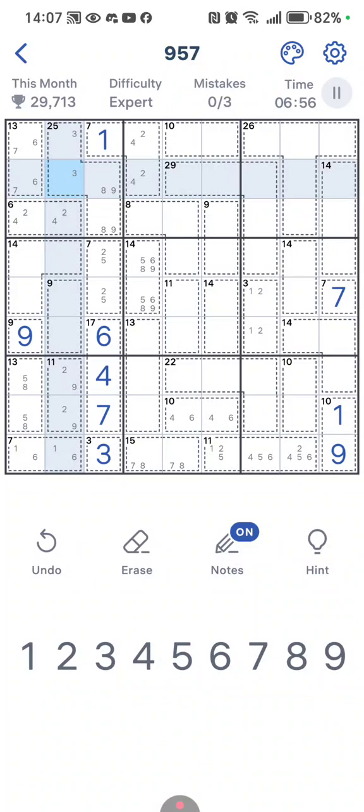So 1, 2, 3, 4. So this is 3 and 5. So 8 plus 7. Yeah, that's correct. So this 9 could be 1 and 8. Can't be 2 and 7. Can't be 3 and 6. So yeah, this is 1 and 8, which means this is a 6.